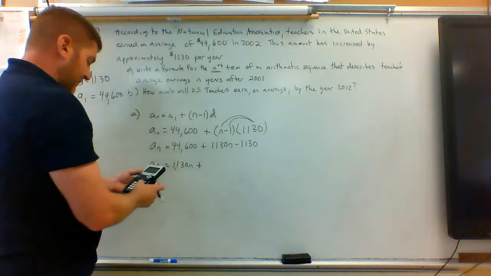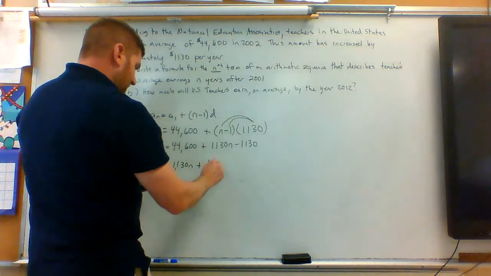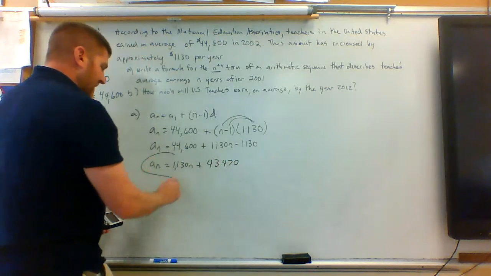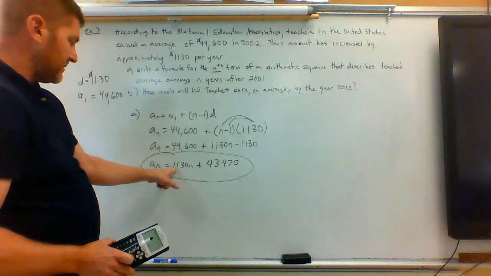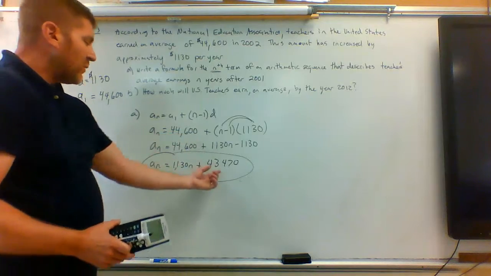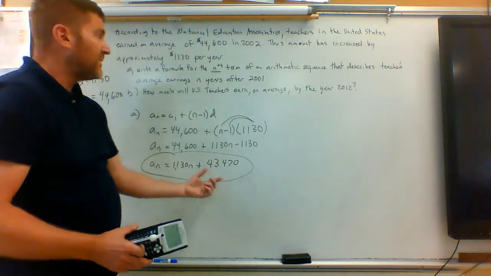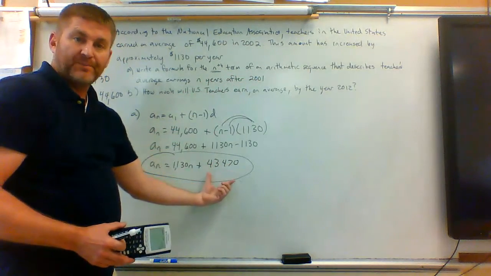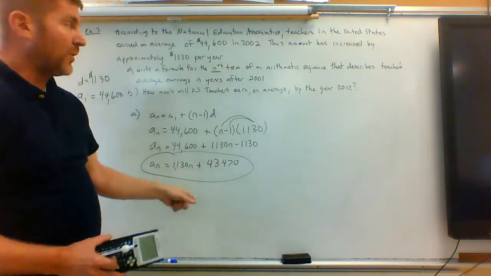Combine these two like terms: minus 1130. And that would be 43470. So this is my answer here. So if I plug in 1, it's this 1130 plus this, which would give me this. What this would be is a y-intercept, and that would be at year 0. So that would actually be what this would be in 2001. Okay, but 2002 would be after you plug the 1 in.